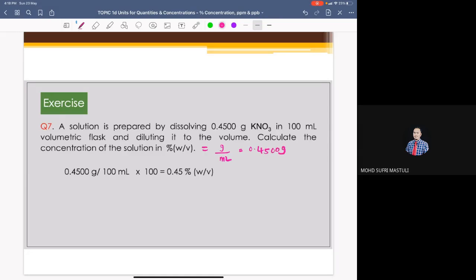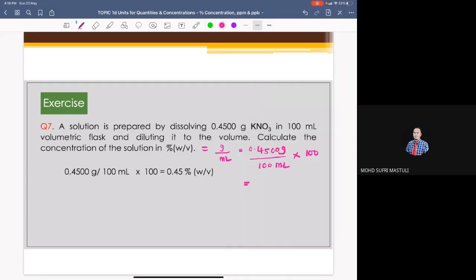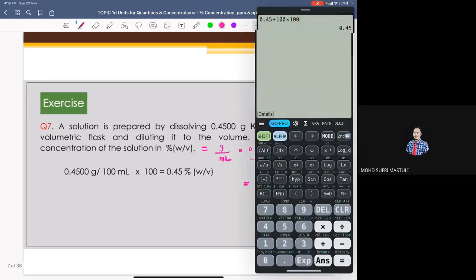Okay, so it should be 0.500 gram over 100 ml times 100%. So 0.5 divided by 100 times 100. So 0.5%. Okay, this one is weight per volume.